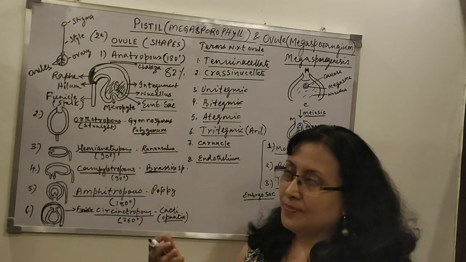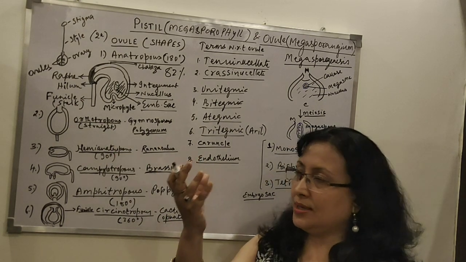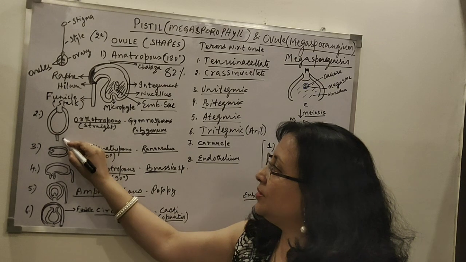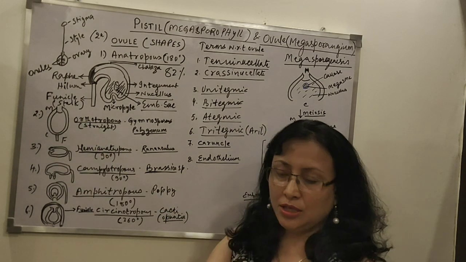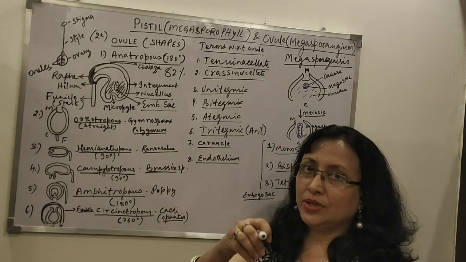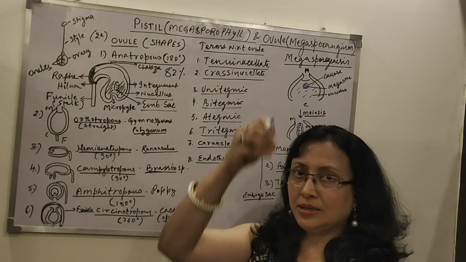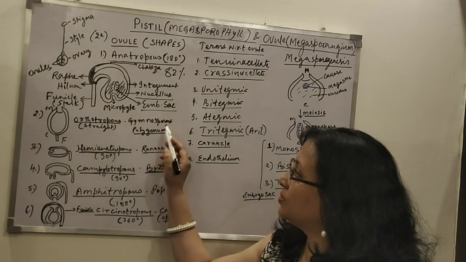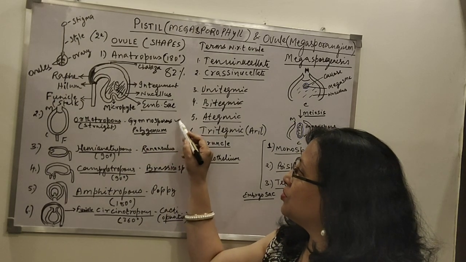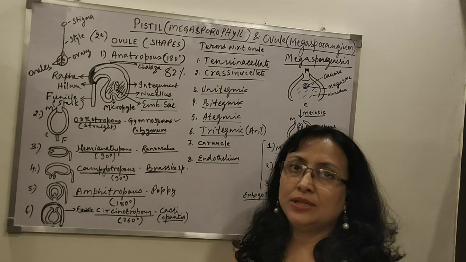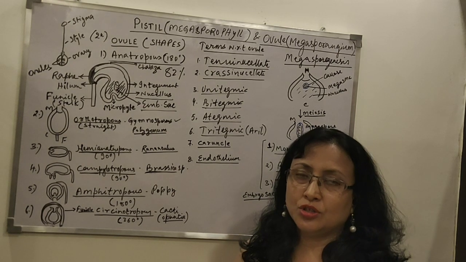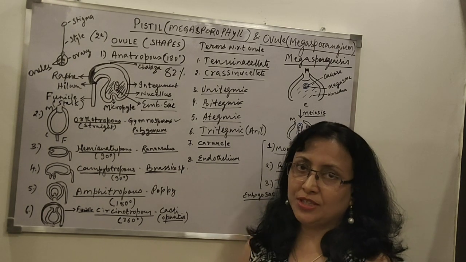This is straight. This ovule is completely straight. Straight means that the funicle, chalaza and micropyle are all in one line. So when the micropyle, chalaza and the funicle are in one line, we call it orthotropous. And you find it in gymnosperms. Entire gymnosperms have the orthotropous ovule, so that makes it very primitive. Orthotropous ovule will be there, hence considered primitive.